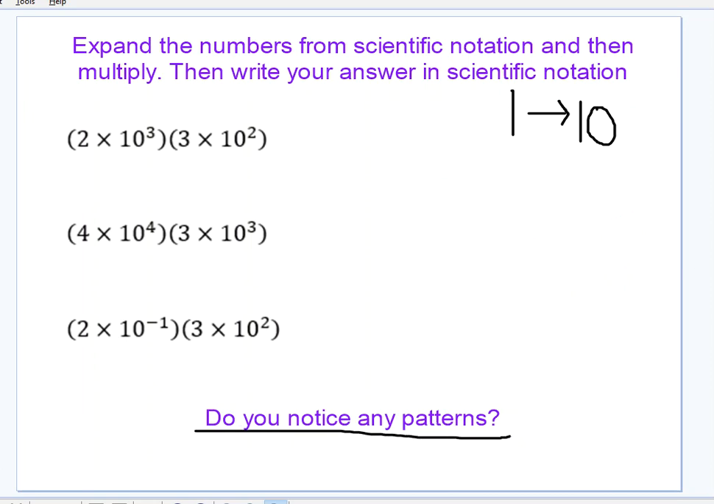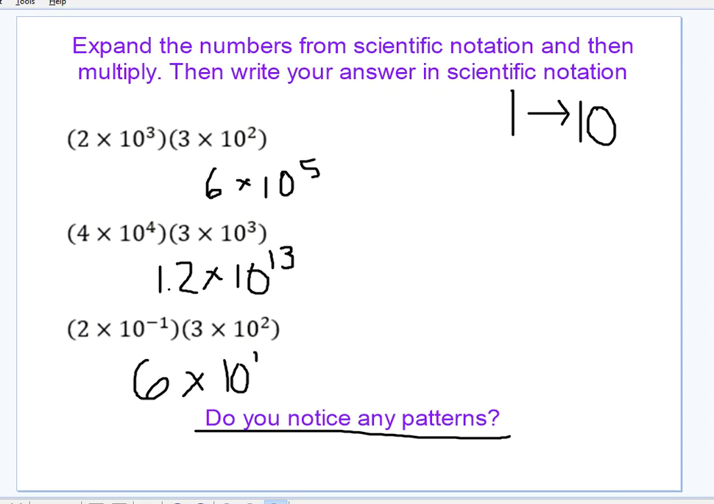So go ahead and hit pause. You can do this either in your notebook, on your desk, or on loose leaf, and notice if there's any patterns. Okay, so hopefully you got these as your answer for each one of these. You may have noticed a pattern, at least with the first term, and then we'll talk about that middle problem here in just a moment, and why that pattern might not apply.